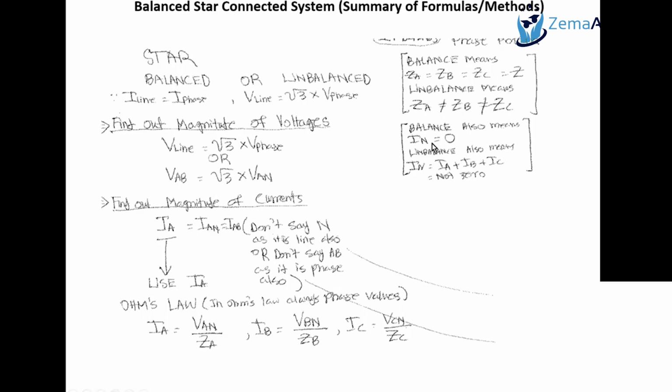In the balanced system, the neutral current will always be zero. In the unbalanced system, the neutral current will never be zero. We can prove it by changing the impedance values, and it would show like this. Whether it is balanced or unbalanced, we are going to use the same equation. To calculate the magnitude, we use line voltage is equal to square root 3 times the phase voltage, and the line current is equal to the phase current.